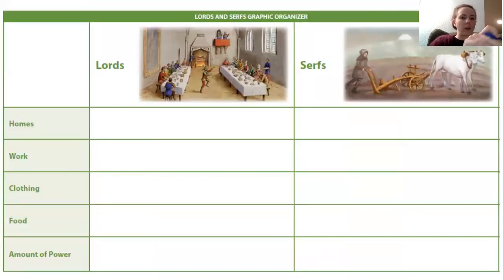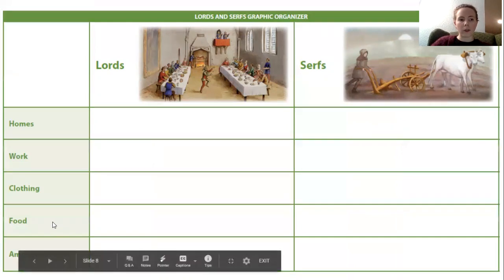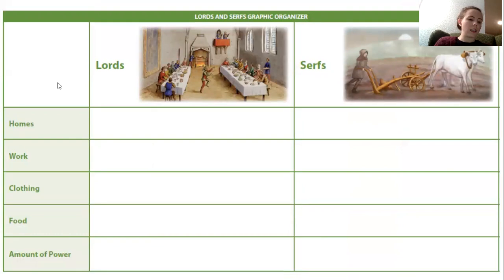The last thing we're going to use as we read today, before we start reading, I need a new paper, and I am going to make 3 columns. The first column is going to describe the homes, work, clothing, food, and amount of power. And then at the top, we can put lords in one column and serfs at the top of another column.